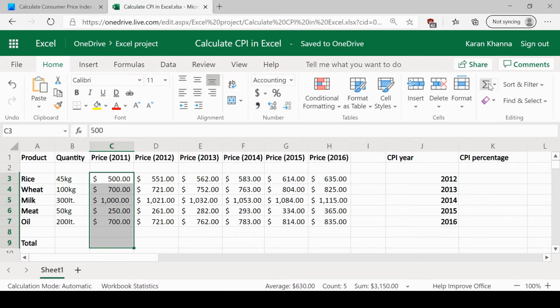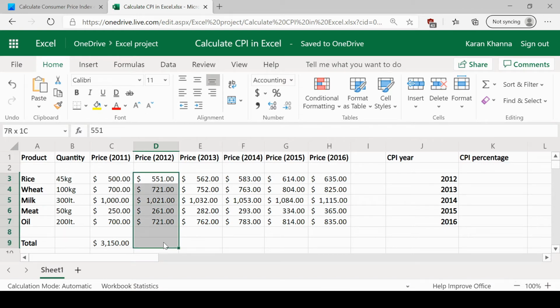Select the list across the column and hit AutoSum. It cost him $3,150. Let us calculate it over 2012, again using the sum function. So it's $3,275. Obviously there is inflation.